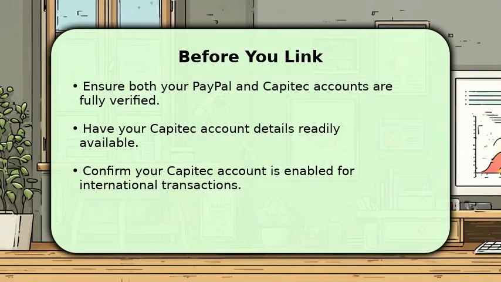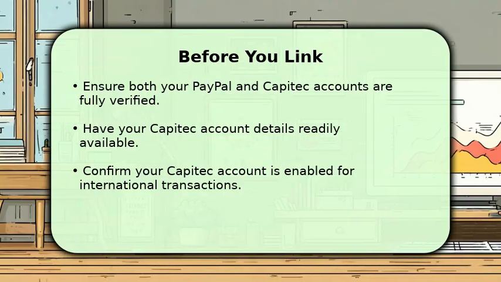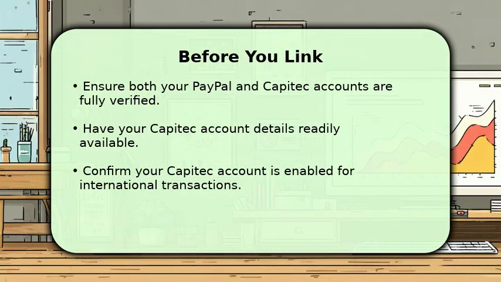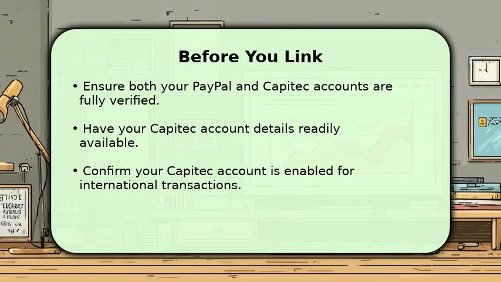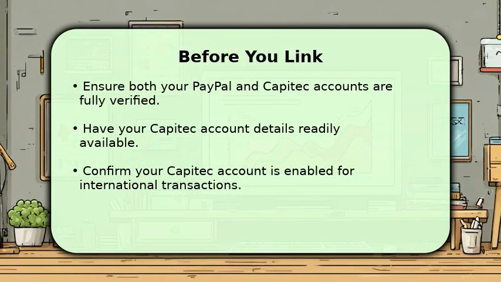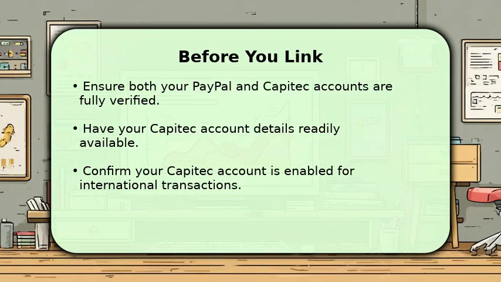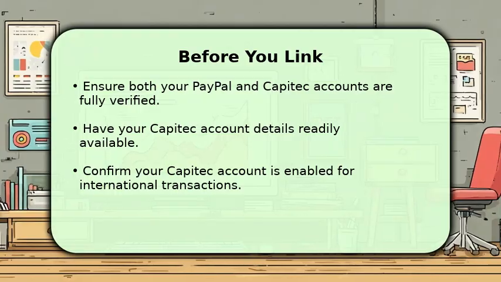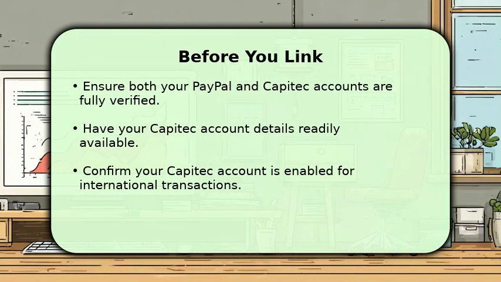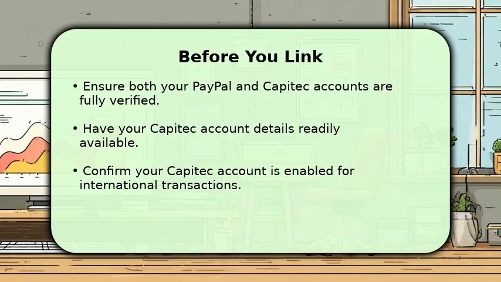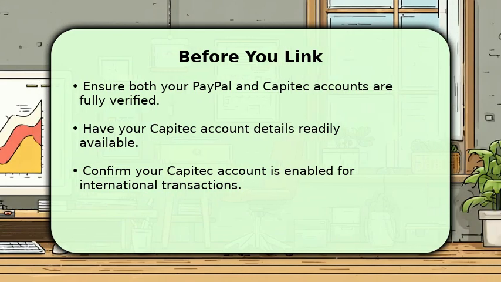Before you begin the linking process, it is crucial to ensure both your PayPal and Capitec accounts are fully verified. This often involves providing identification and proof of address. You will also need your Capitec account number and the correct branch code close at hand. Furthermore, confirm with Capitec that your account is set up to receive international transfers, as this is a fundamental requirement for a smooth connection. Taking these preparatory steps will save you time and potential frustration.